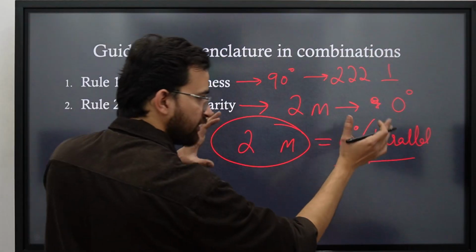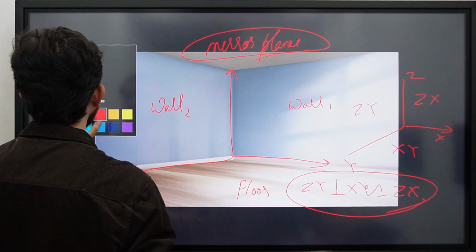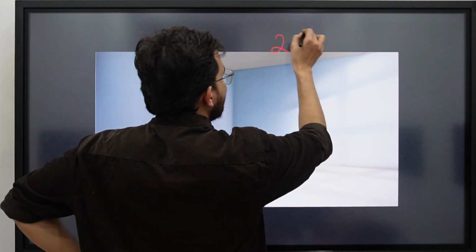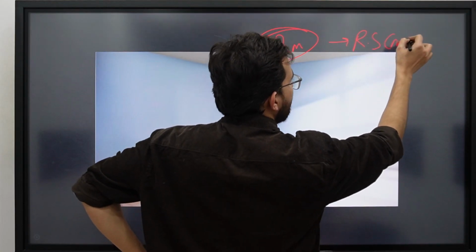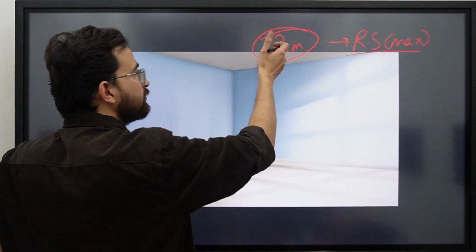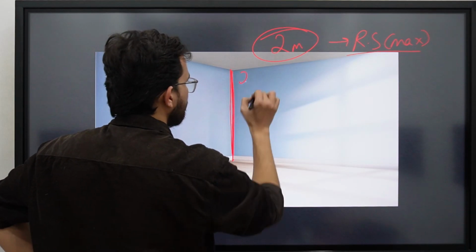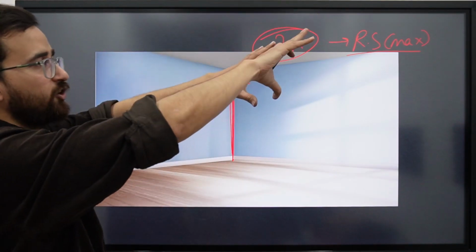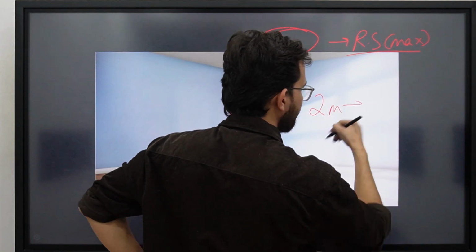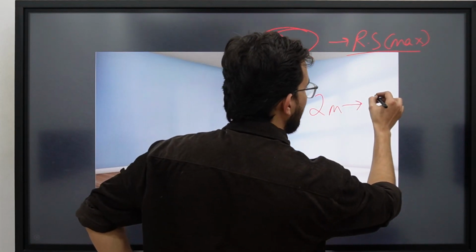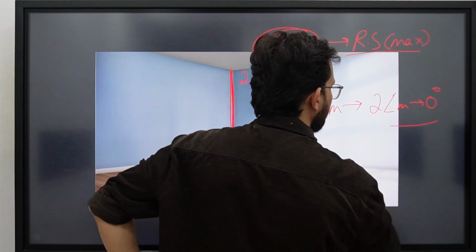For example, if you want to imagine 2m here, what will I do? First of all, I take my rotational symmetry of the maximum order. Here the maximum order is 2-fold, and I keep it as the vertical pillar. So this vertical pillar becomes my 2-fold rotation axis. Okay. Now the other element is m. The rule of disparity suggested to me that the angle between these two is supposed to be 0 degrees. That means they are parallel.